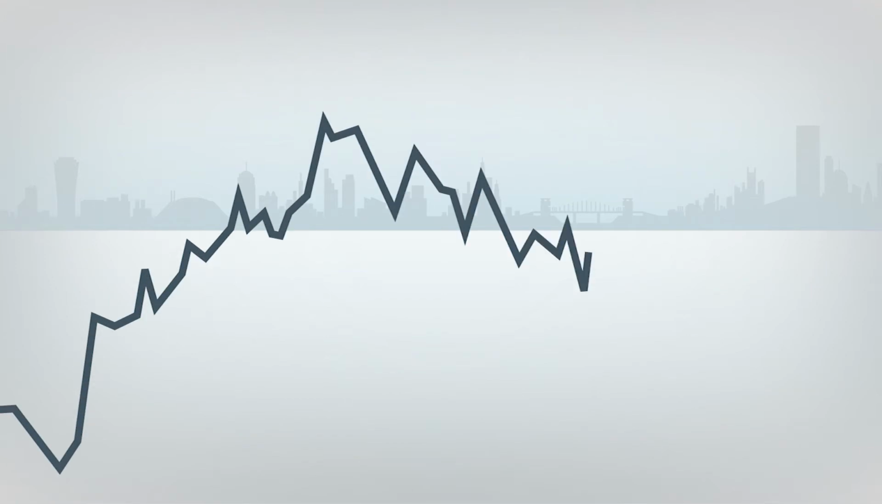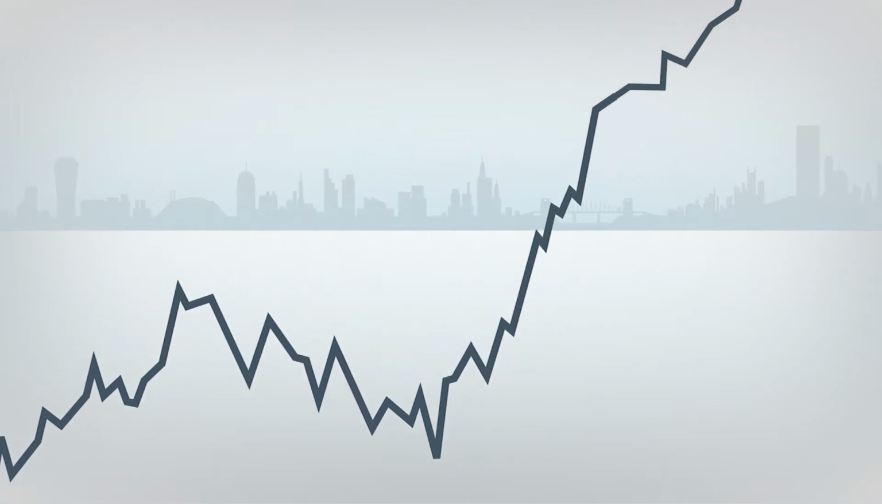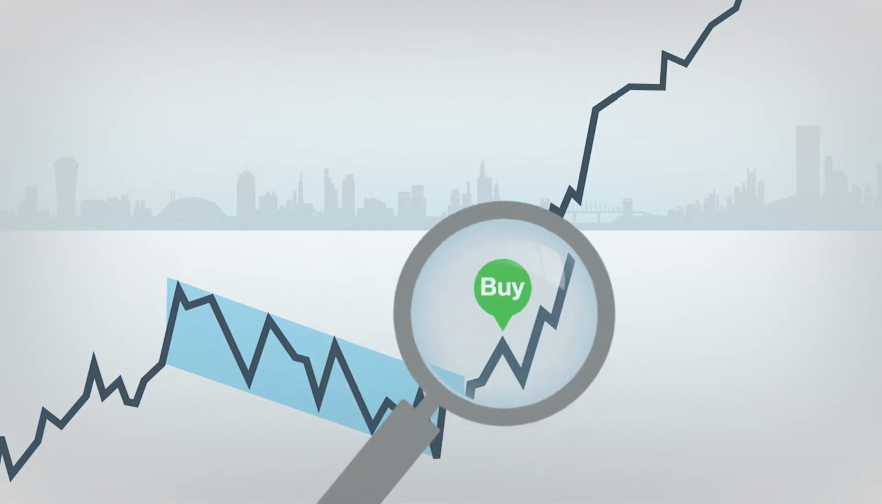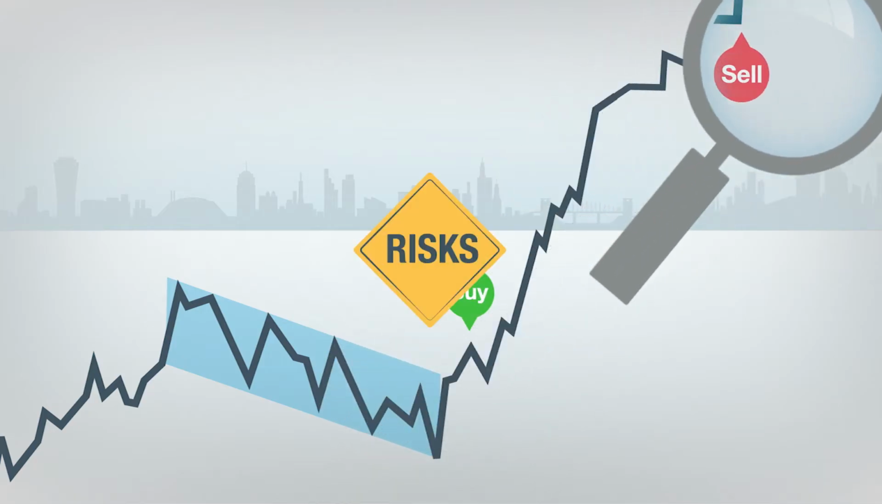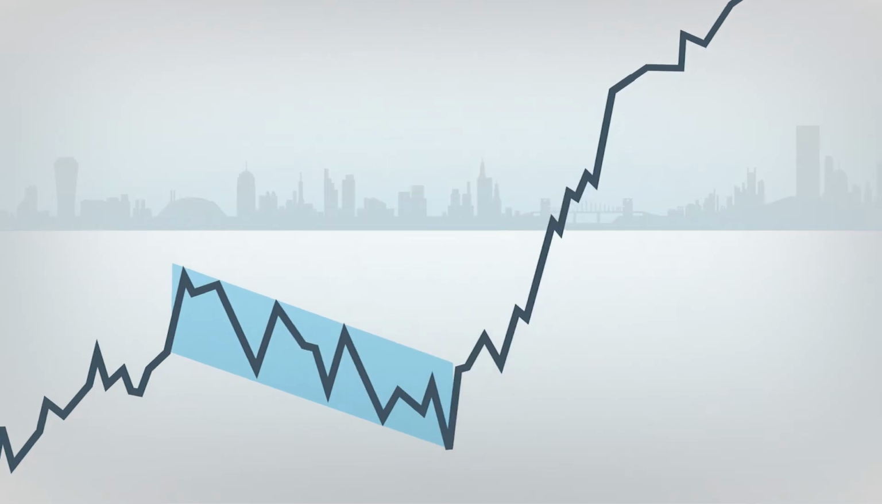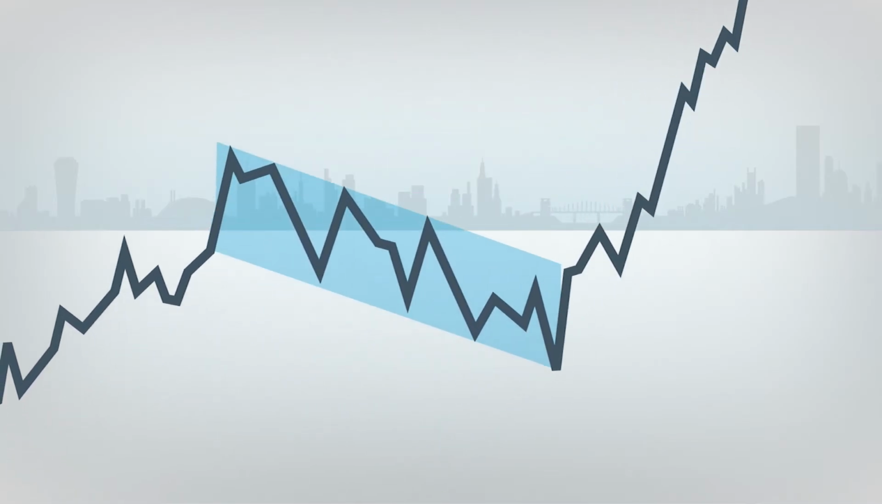A bull flag is a common price pattern that forms when a security temporarily pulls back during an upward trend. In this video, we'll discuss how to identify a bull flag pattern, how it's used to determine potential buy signals and price targets, and the risks and goals of using this price pattern in your trading. Let's start with how to identify a bull flag pattern.